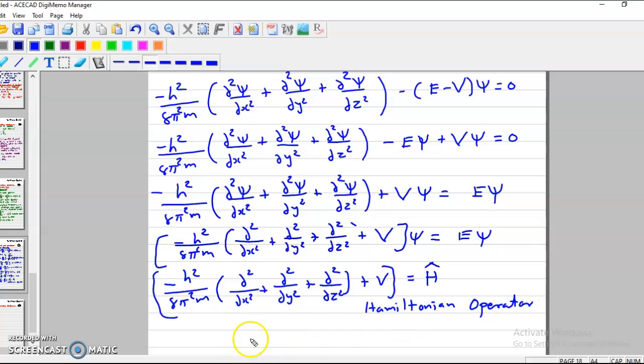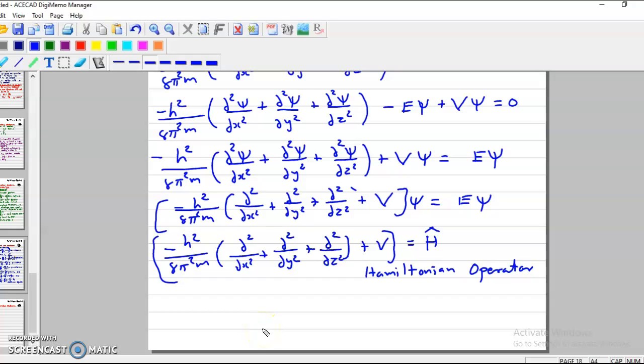Okay. Therefore, the whole Schrodinger's wave equation becomes very simple and small, that Hamiltonian operator H into psi is equal to E into psi. Okay, this is also one of the examples of simplest form of Schrodinger's wave equation, and it is along with Hamiltonian operator. Okay, so this is all about in this lecture.